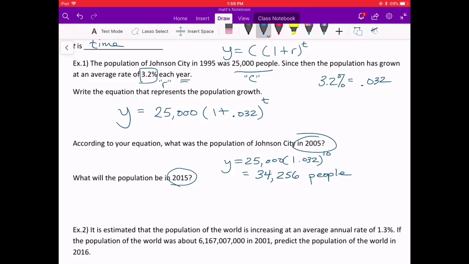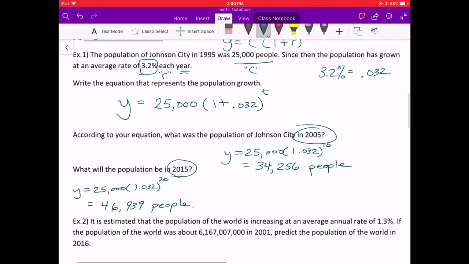All right, the next scenario asks us to do it in 2015, so that will be a 20-year period. So Y equals 25,000 times 1.032 to the 20th power for 20 years. Use your calculator for that. 25,000 times 1.032 to the 20th power. And I get 46,939.01. So we're just going to round down to full people in Johnson City in 2015.